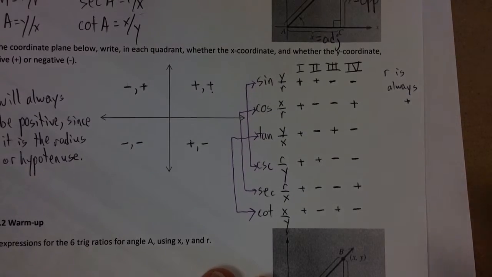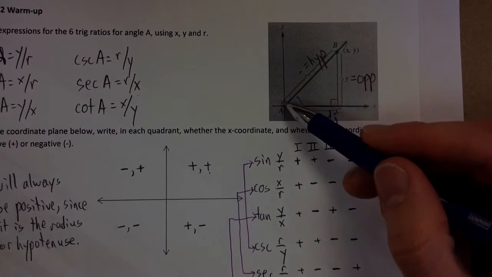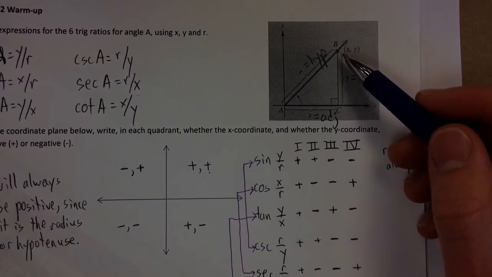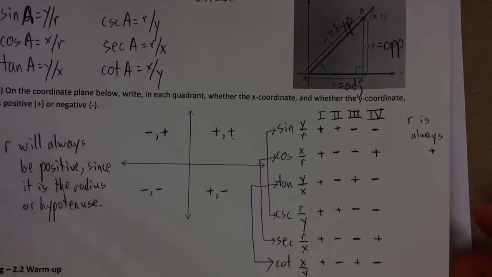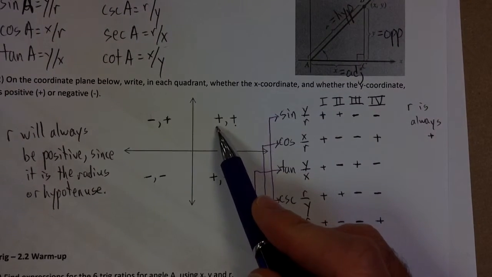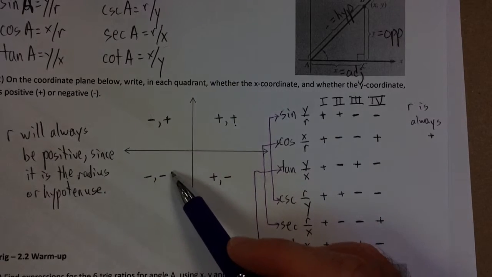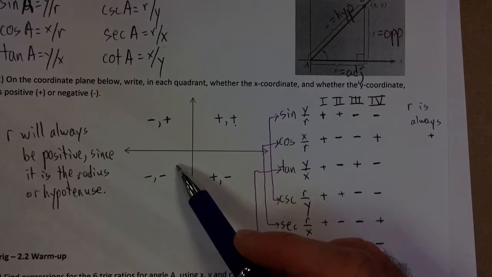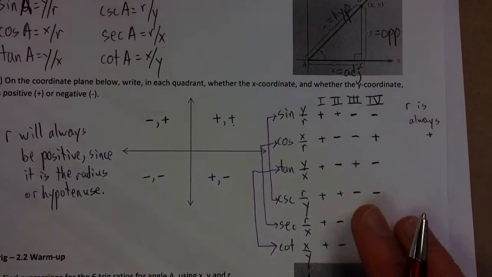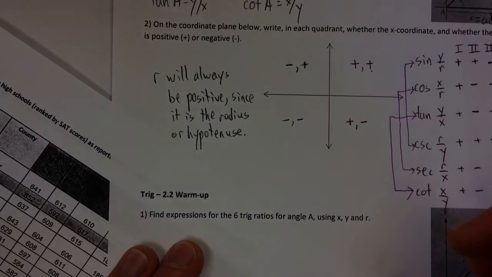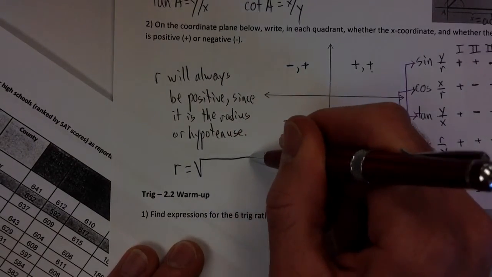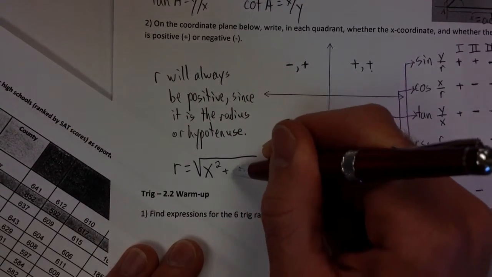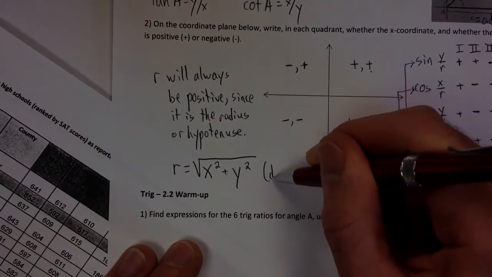There's a few reasons for that. One, it's a hypotenuse, it's a radius, but that might not be good enough for you. Another answer could be that in the Cartesian coordinate plane, we have negatives for x and y. But when you find what r would be, it's always going to be positive. You might ask why. Well, if you try to find r, you got the square root of x squared plus y squared. That's just the distance formula.